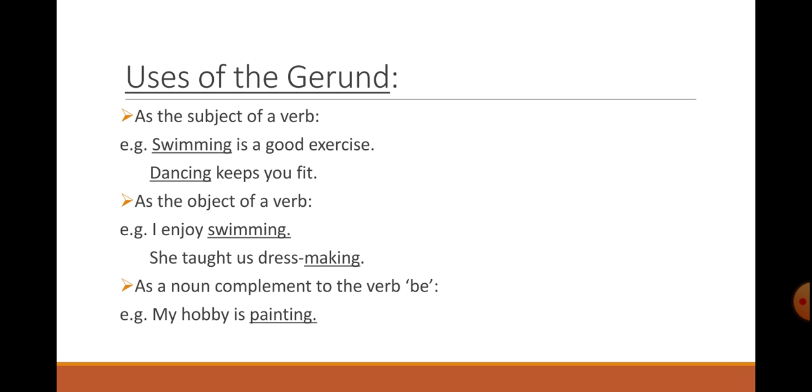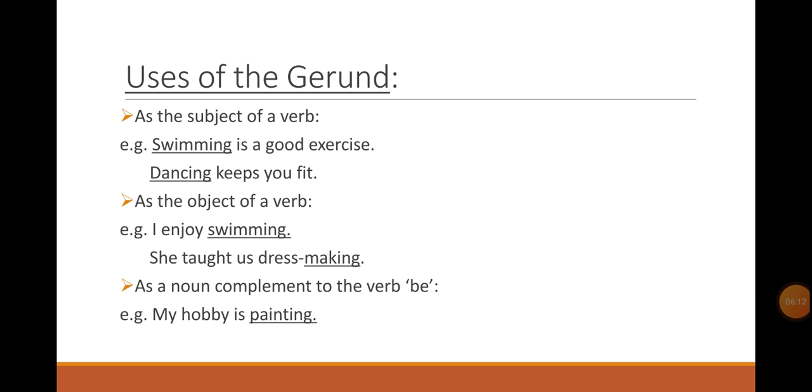Let's see the second use, that gerund can be used as an object of a verb. For example, I enjoy swimming. Now in this sentence, swimming is the gerund, that means V1 plus ing form, and it works here as the object of a verb. I is the subject, enjoy is the main verb, and swimming is the gerund, working as the object of the verb. Let's see the second example here. She taught us dressmaking. Now in this example, dressmaking is the gerund, and it works here as an object.